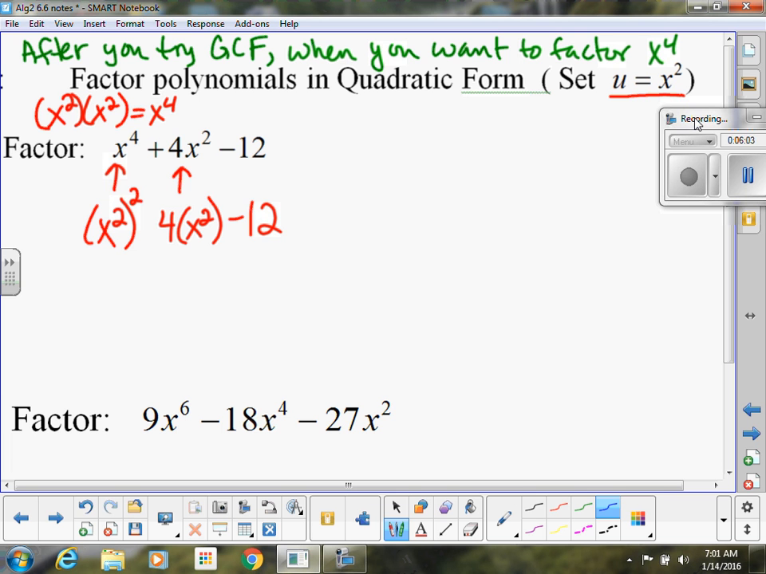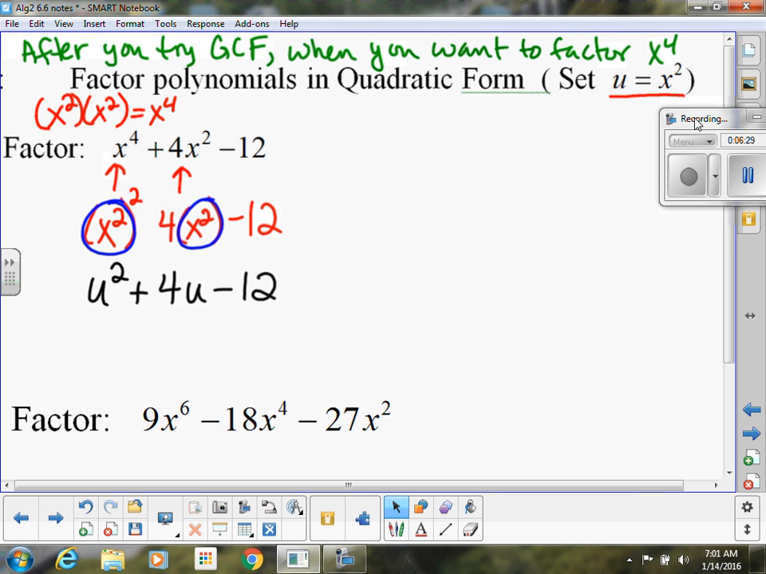Well, anywhere where I have an x squared, like here and here, I'm going to replace that with the letter u. So instead of having x squared raised to the 2nd power, I'm going to have u raised to the 2nd power. Instead of having 4 times x squared, I'm going to have 4 times u. And then on the last one, this is still going to be minus 12. So why would we bother doing that?